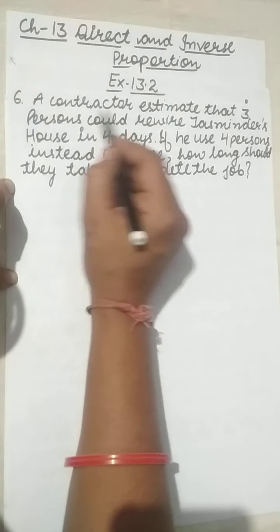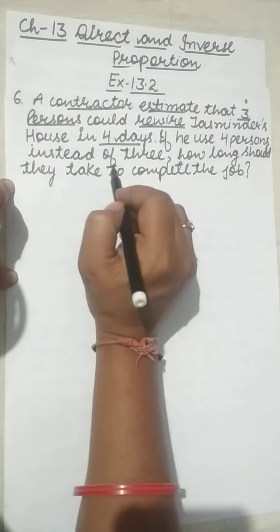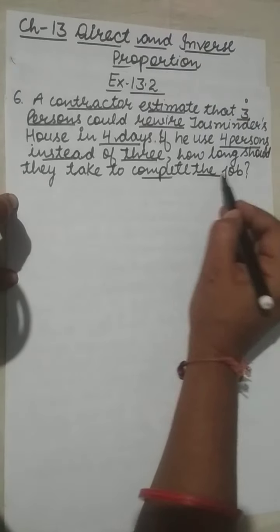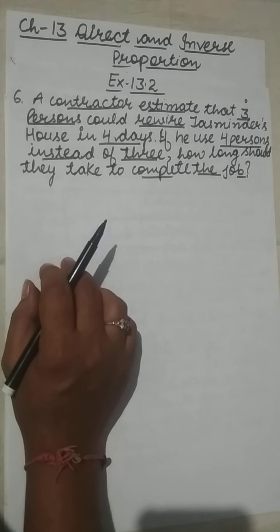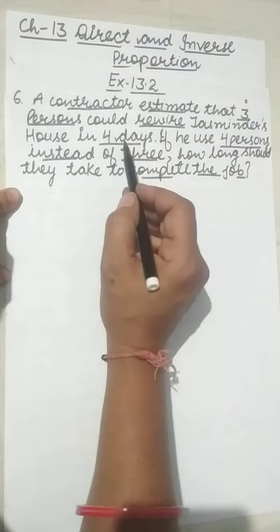Question number 6 is, a contractor estimates that 3 persons could rewire Jasminder's house in 4 days. If he uses 4 persons instead of 3, how long should they take to complete the job? Now the contractor estimated that 3 persons are enough to complete the job in 4 days. The next statement is, if he is using 4 persons instead of 3, then how long will they take to complete the job. So firstly we have the number of persons and the number of days.